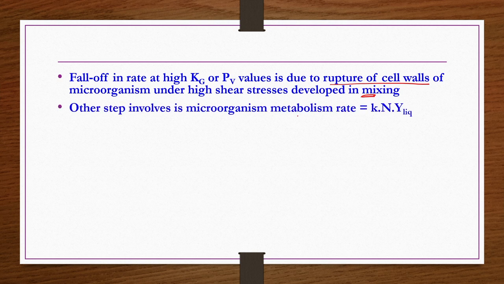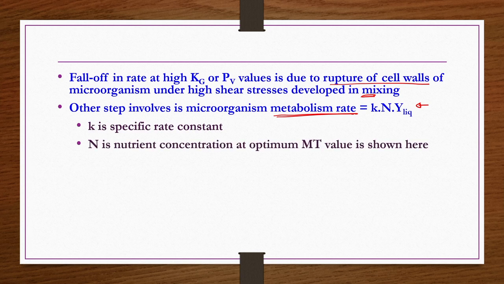Other step is microorganism metabolism rate, right? Because that is important, if the metabolism rate is there properly, then only the growth or propagation of the microorganisms will take place. So, this is the other important thing. This rate is given by K multiplied by N multiplied by Y liquid. So, K is specific rate constant, N is nutrient concentration at optimum mass transfer value. If you see here, let us say this K versus N, N is nothing but the nutrient concentration.